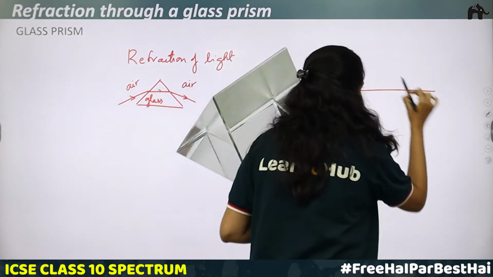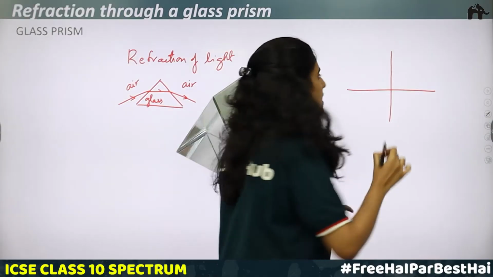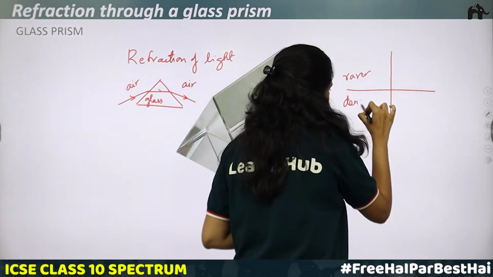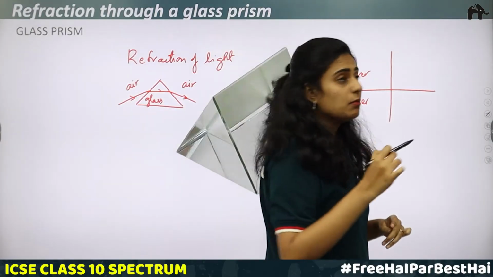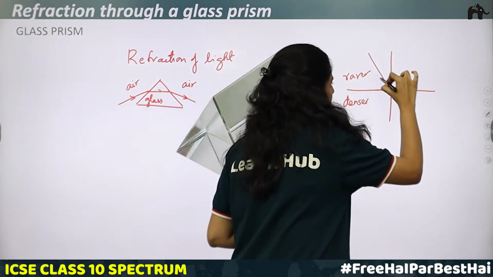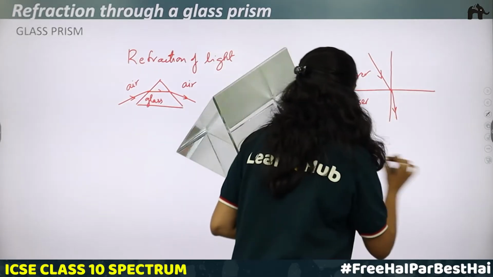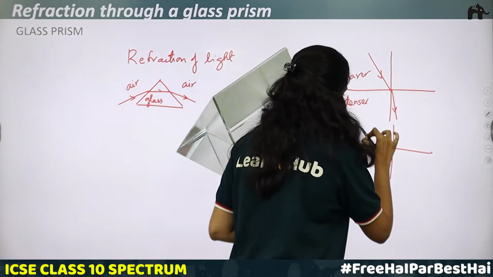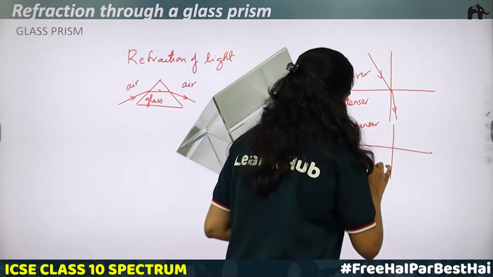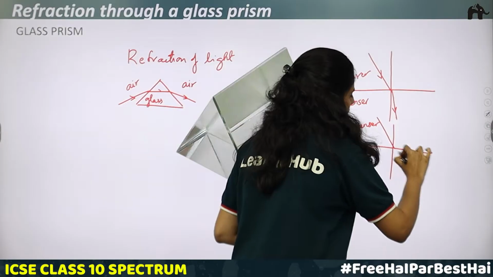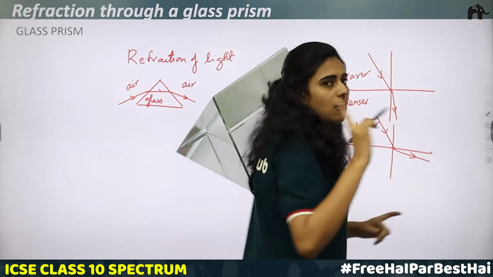You remember this? So here we will be drawing a normal. This is a rarer medium and this is a denser medium. Okay, when light travels from a rarer medium to denser medium, what happens to the light? The light will bend towards the normal. Now when light travels from a denser medium to a rarer medium, what happens to light? The light bends away from the normal. Okay, all this we have studied.